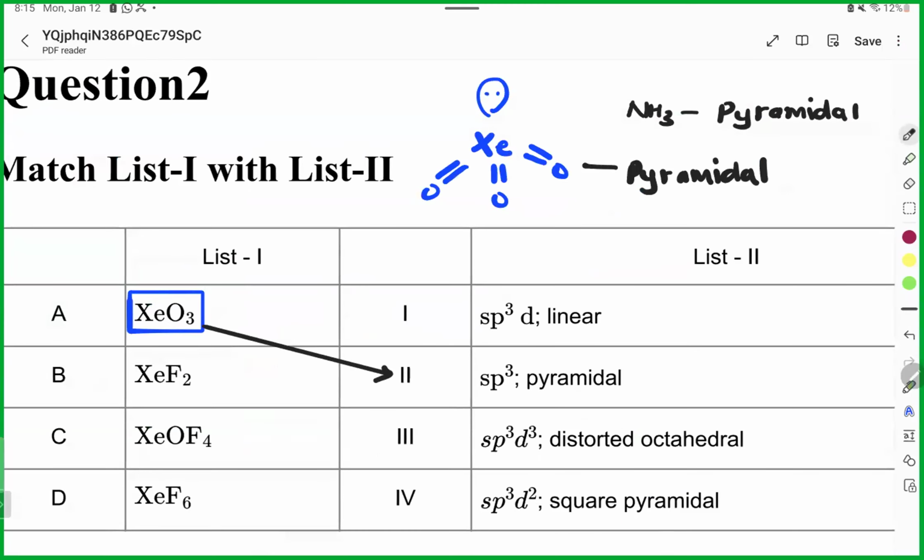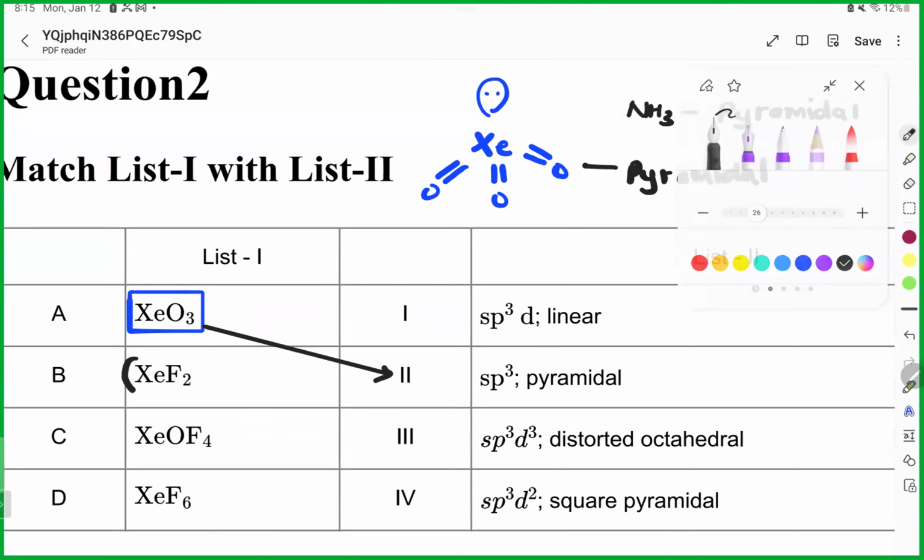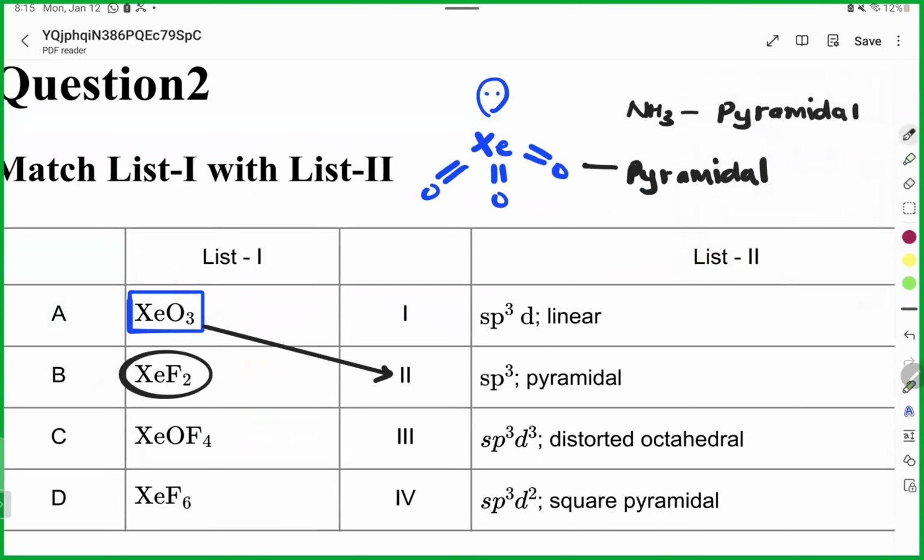Next, Sarah, XeF2. sp3d2? No, sp3d. Valence electron 8. Bond pair 2, bond pair electron 4, so lone pair electron 4, lone pair 3. 3 and 2, 5. sp3d. Linear shape, correct? Yes, sir.